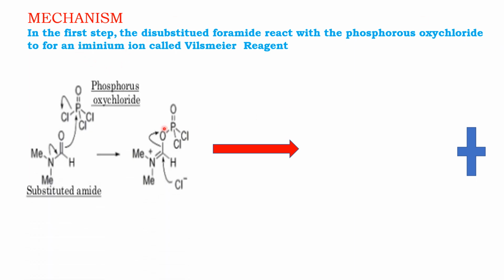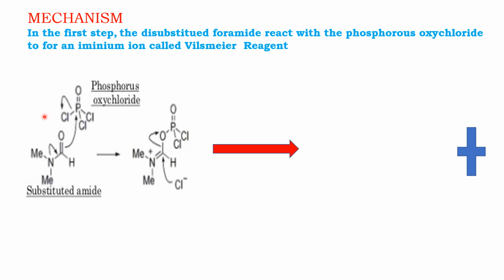See here, this is phosphorus oxychloride. Now this is the substituted formamide. So the lone pair of this nitrogen gets into the bond between nitrogen and carbon. This is the nitrogen carbon bond. As a result, this is C double bond O, so this bond shifts to the oxygen here. O minus will come here, and O minus will attack the phosphorus atom. And Cl minus will be released.